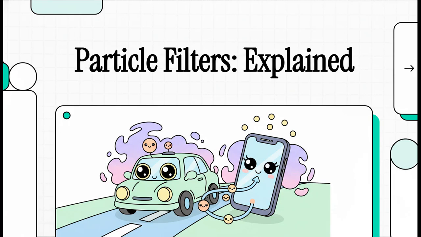We are absolutely drowning in data. I mean, think about it. A self-driving car trying to navigate a busy street, or even just your phone trying to get a perfect lock on your location. All these systems need to track things. But what happens when the information they get is messy, incomplete, or just plain noisy? Well, that's where this brilliant little tool called a particle filter comes into play.